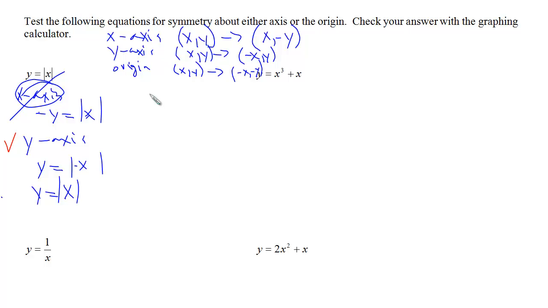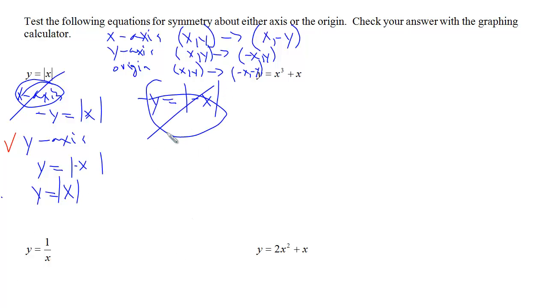And last one, let's flip them. So I have negative y equals the absolute value of negative x. This is testing about the origin. Are these the same? What happens when I plug in a value here is I'm going to actually get the positive value because it is the absolute value. And so this one does not check either. So that is no good.